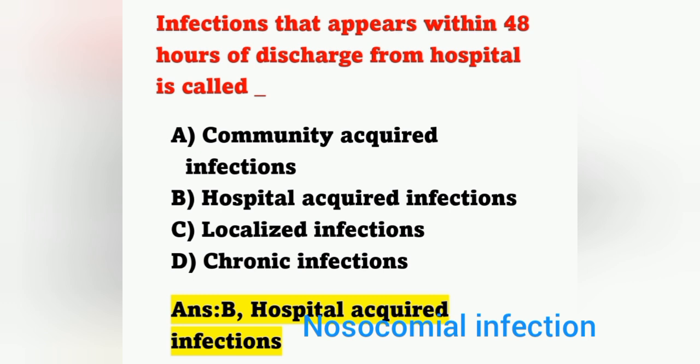Infections which occur from the hospital are known as hospital acquired infections or nosocomial infections. They occur after 48 hours of admission to a hospital or within 48 hours of discharge from the hospital. Okay, within 48 hours of admission or within 48 hours of discharge, that is known as hospital acquired infection or nosocomial infection. Move on to the next question.